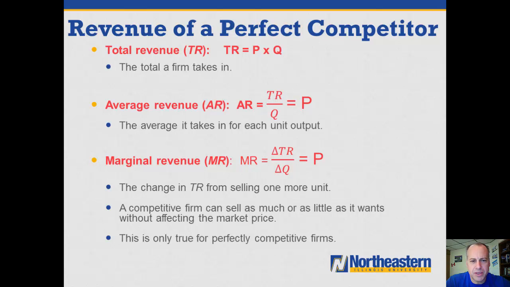This assumption that you can sell as much or as little as you want without affecting the price you can sell for is only true for perfectly competitive firms. For other firms, if they want to sell more units, they could do so by lowering their price. But if they tried to raise their price, they would lose some of their consumers, but not all. Perfectly competitive firms, however, given the assumptions that we've made, can sell as much or as little as they might want to without affecting the market price.